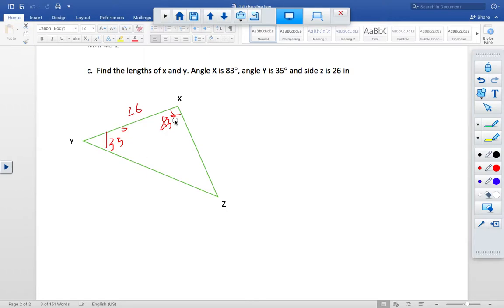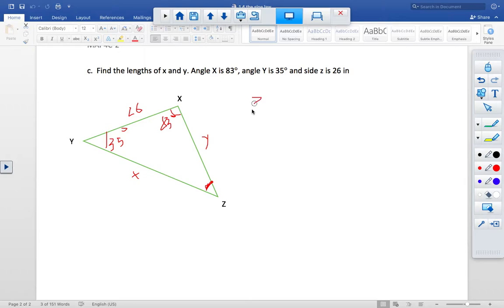Okay, so you see that they want you to find side x and side y. So there's more than one job that we have to do here. We have to do two jobs, but we have to do them one at a time. So looking at this, I know the two angles. I don't know the third one, but I know the side of the third angle. So I must, this is a must, I must first find angle Z.